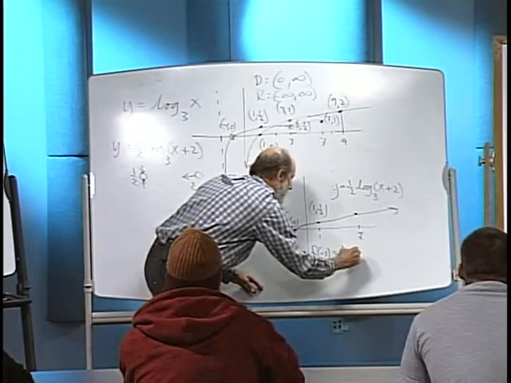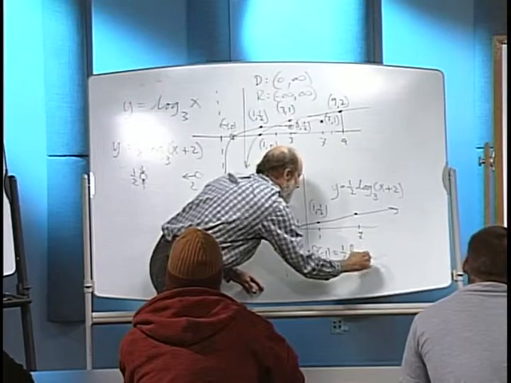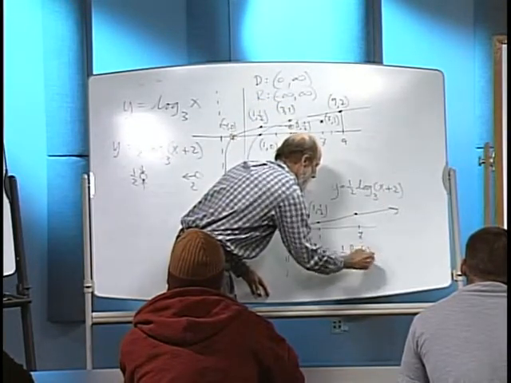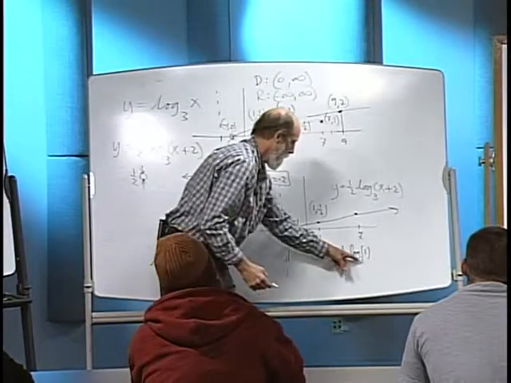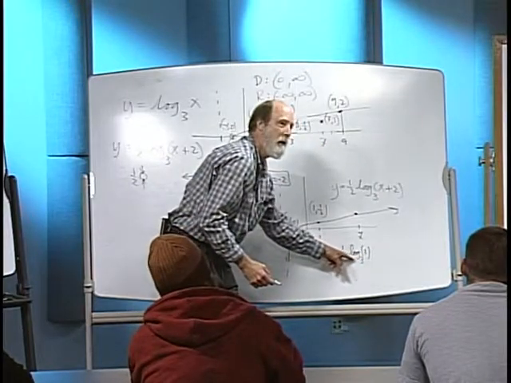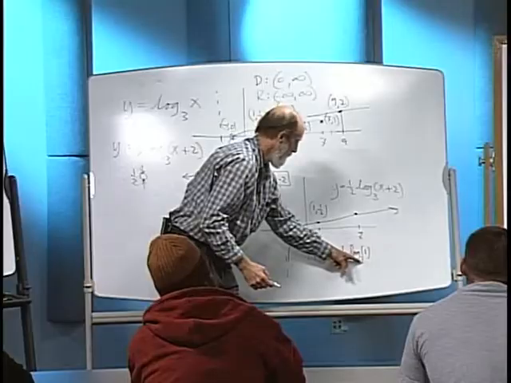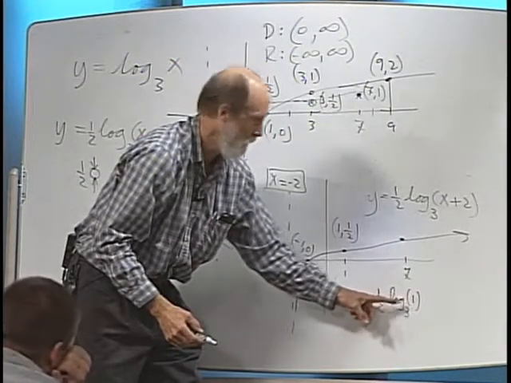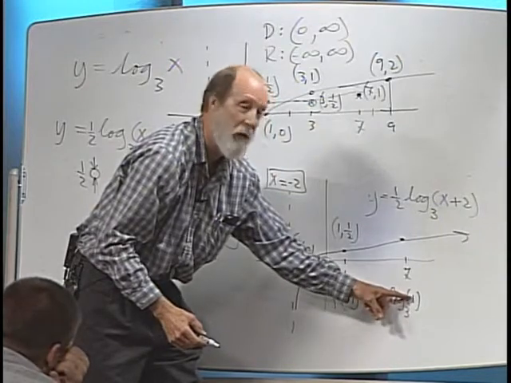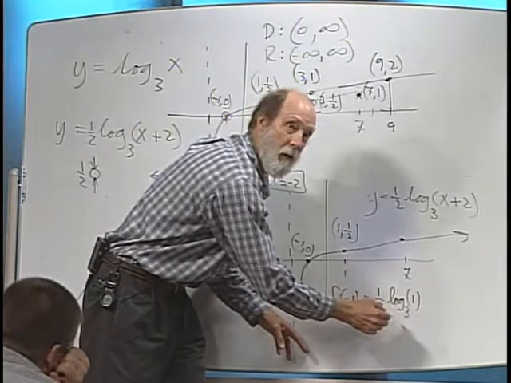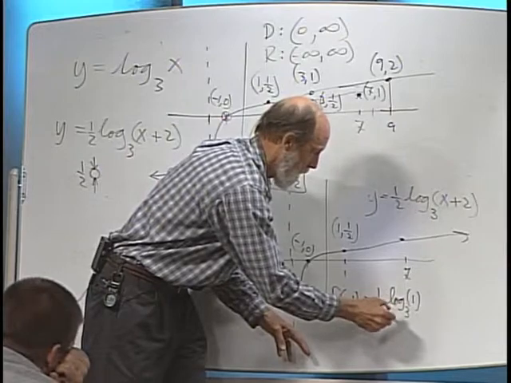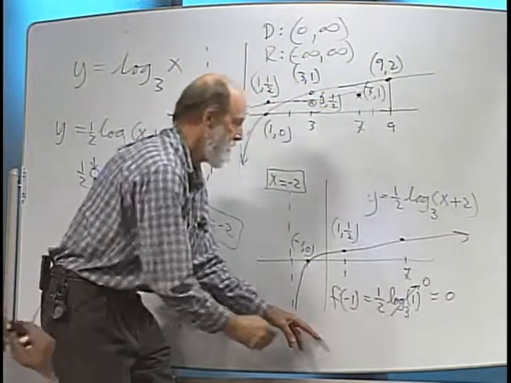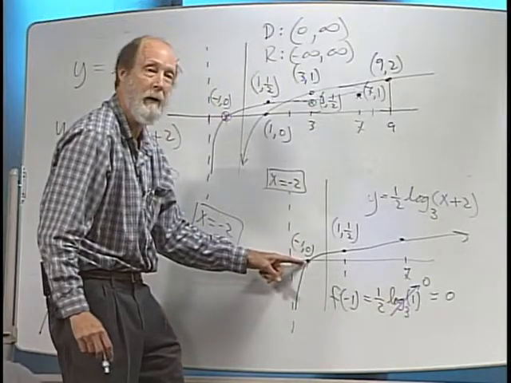We get 1/2 of the log base 3, put in a -1 here, of 1, right? And what's log base 3 of 1? What's the exponent of 3 that gives you 1? 0. That's a 0 right there. And so we get 0 as a result here. That's this point right here.